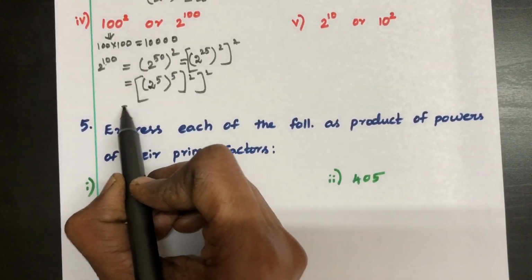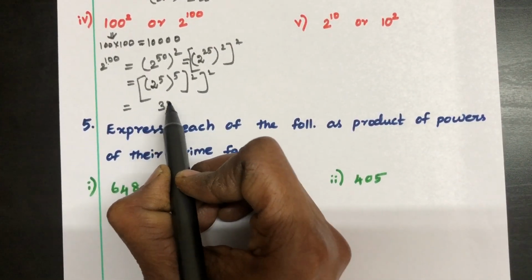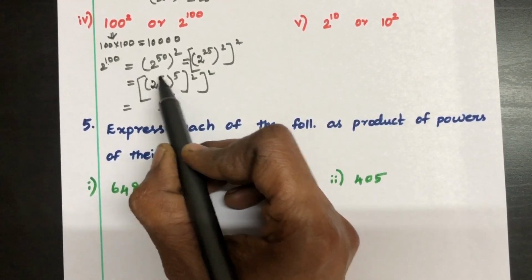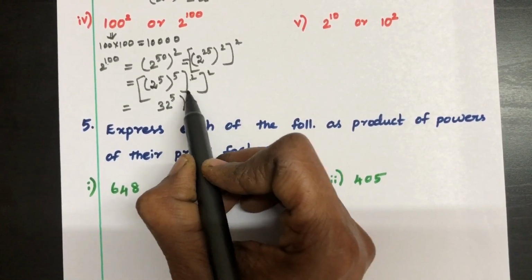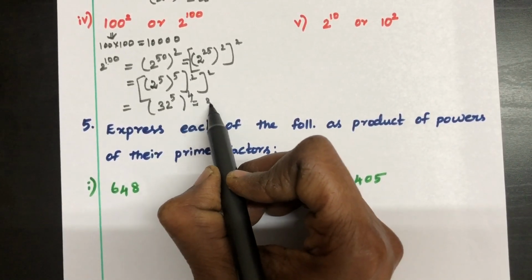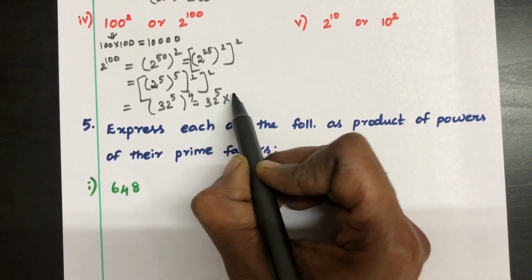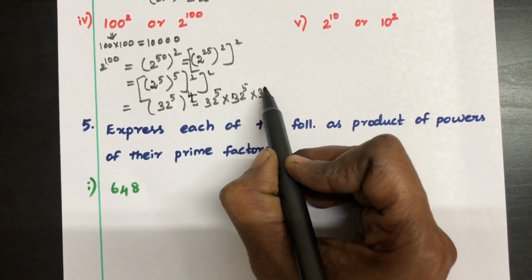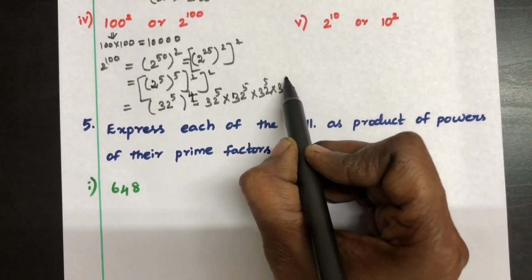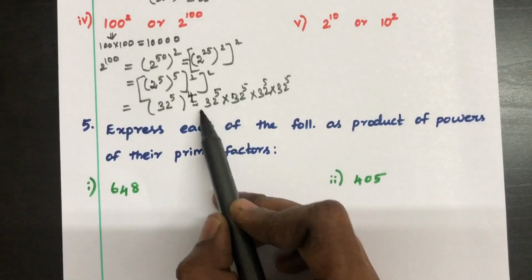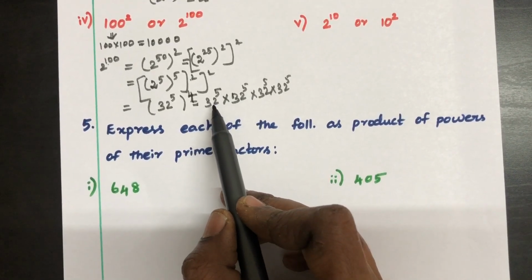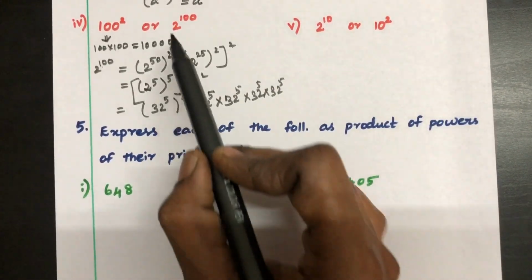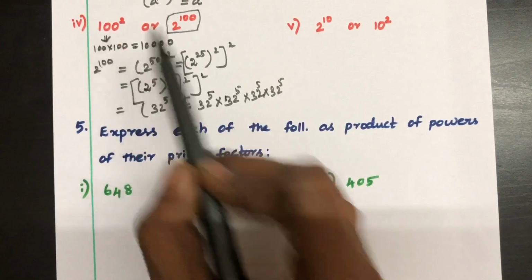Now what is 2 power 5? 2 power 5 is 32. So we get 32 power 5, repeated 4 times according to this power: 32 power 5 into 32 power 5 and so on. This 32 power 5 alone gives us a huge value, greater than 10,000. So obviously 2 power 100 is greater than 100 square.